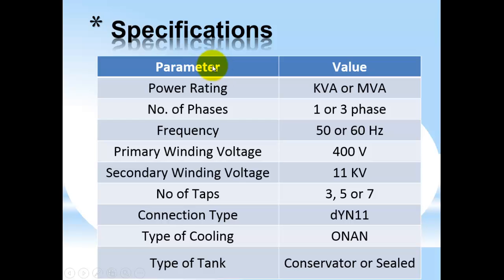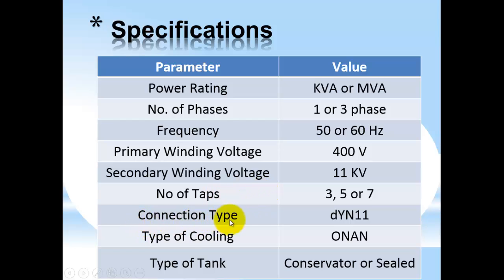These are the very basic specifications of the transformer. The first is the power rating. It must be in VA, kVA or MVA. Then we have to specify the number of phases, either 1 or 3. Then the frequency. This is very low frequency, 50 or 60 hertz. Normally we now have very high frequency transformers in the order of kilohertz or megahertz. Then primary winding voltage, it could be anything. Secondary winding voltage. Then we have to specify the number of taps.